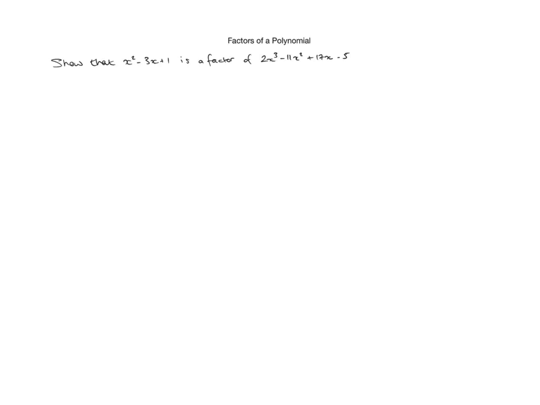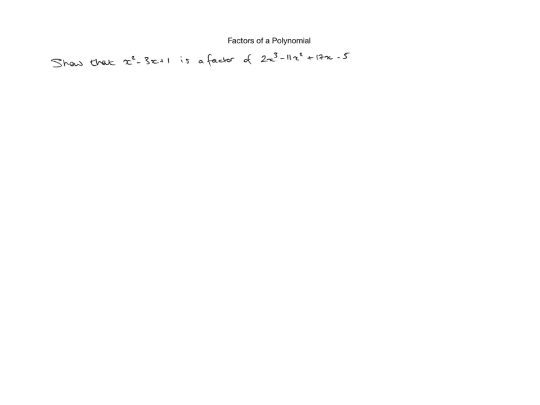Well, what does that mean? That essentially means that this here divides evenly into this polynomial, and there will be no remainder. So we know that 3, for example, is a factor of 12 because 3 goes into 12 without a remainder. So what we basically have to do is use polynomial division. So let's set it up.